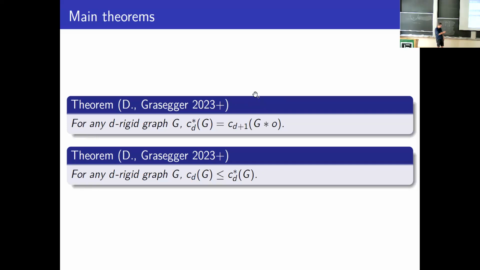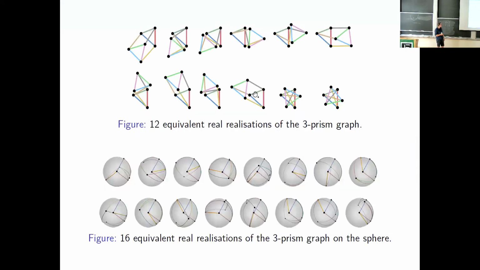Okay? But first, because I forgot about this slide, here's an example. This is the smallest example where the 2 numbers differ. It's the 3-prism graph. It has 12 equivalent realizations. Here are 12 real ones. You can actually make them all real. And there's 16 realizations on the sphere. So its 2-realization number is 12. Its spherical 2-realization number is 16. Those 2 numbers are clearly different. So this number can actually differ, and this is an example where it happens.